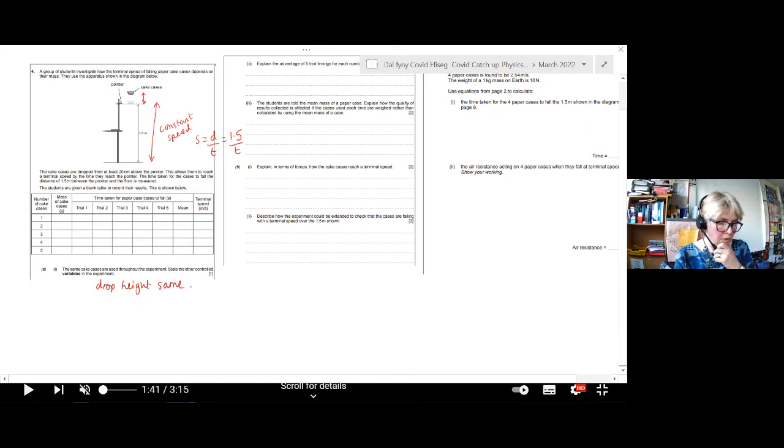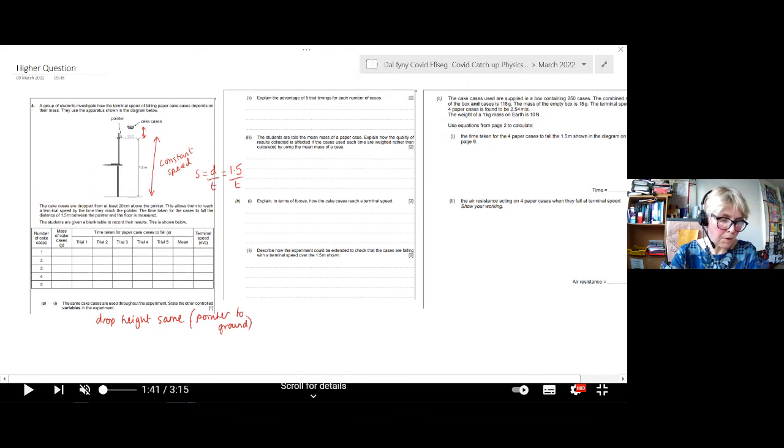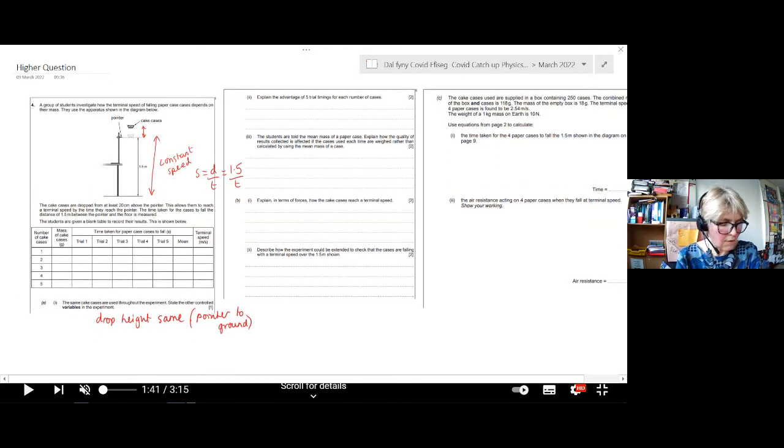Now, you have to be specific what you mean by that. Do you mean from the pointer to the ground, or from where you drop the cake cases to where you start timing? You can't just say height, you have to be a little bit more specific. So in this case, let's have drop height the same, i.e. from the pointer to the ground. Just be specific, and whatever you do, don't write any words like "it". Always explain what that "it" is.